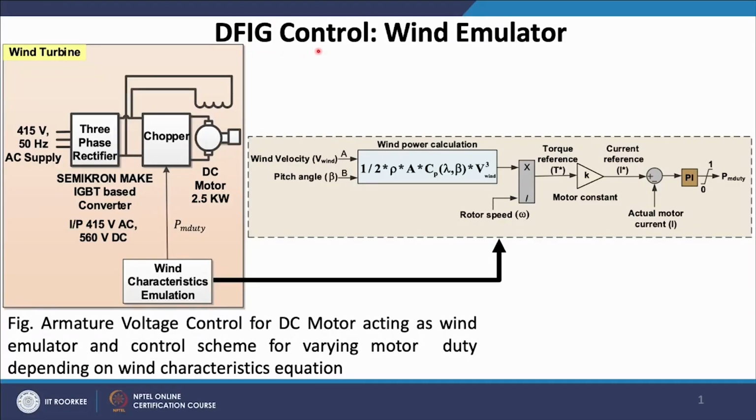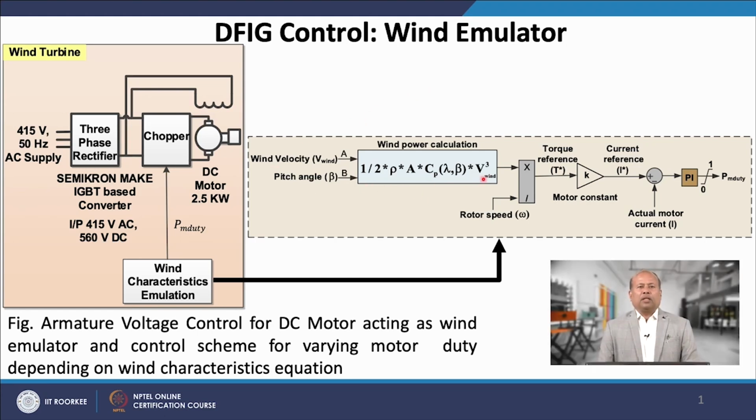Now, the DFIG control, so called wind emulator. It can be noticed that the wind power, which is half rho A Cp V cube, in the control scheme is calculated by taking input wind velocity and pitch angle. Here the Cp is the power coefficient, which is dependent on the pitch angle and tip speed ratio. Further, the wind power is divided by the measured speed of the rotor to generate the reference torque.